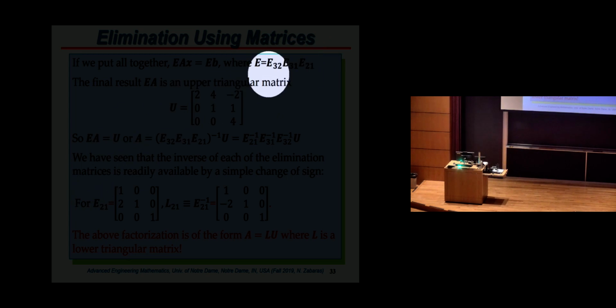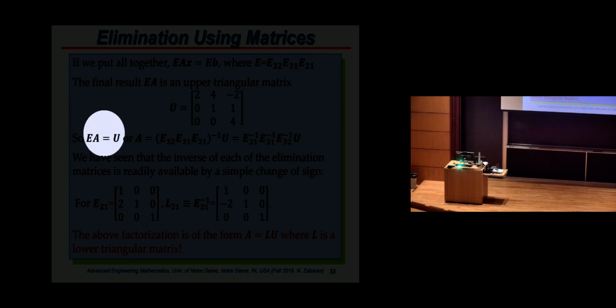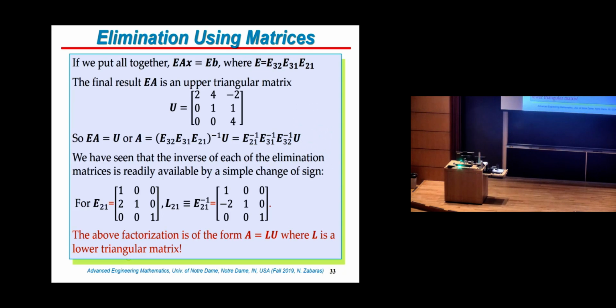So effectively, EA equals U. E is this matrix. So I can write this equation as A equals the inverse of this matrix times U. And the inverse of a product, remember, you reverse the order. You remember that nice thing? So the inverse of this will be the inverse of E21, the inverse of E31, and the inverse of E32 in reverse order, times U.